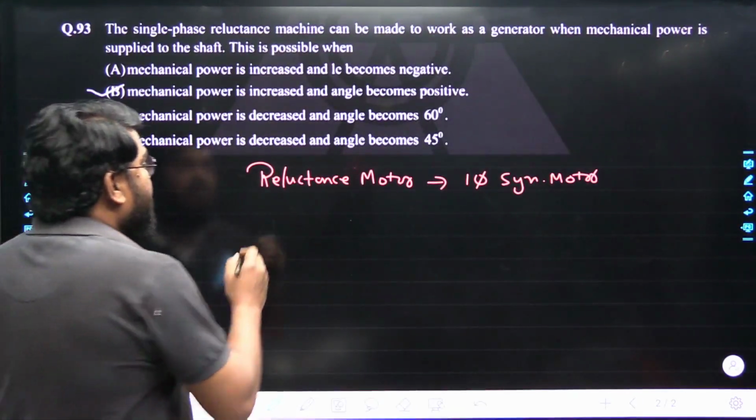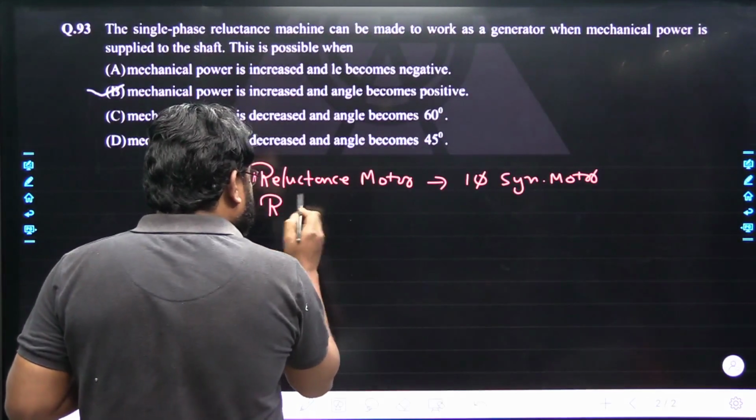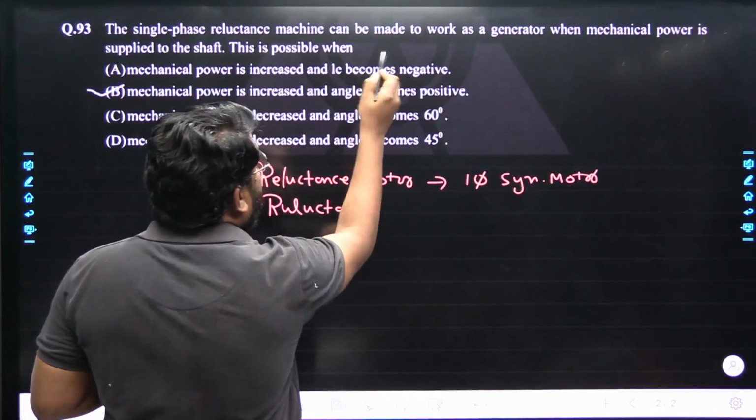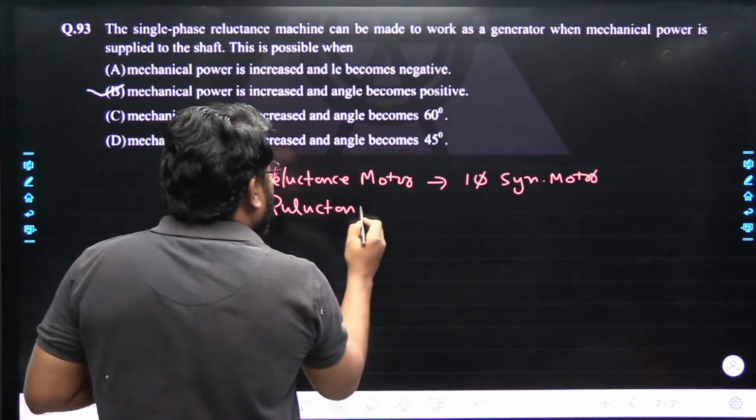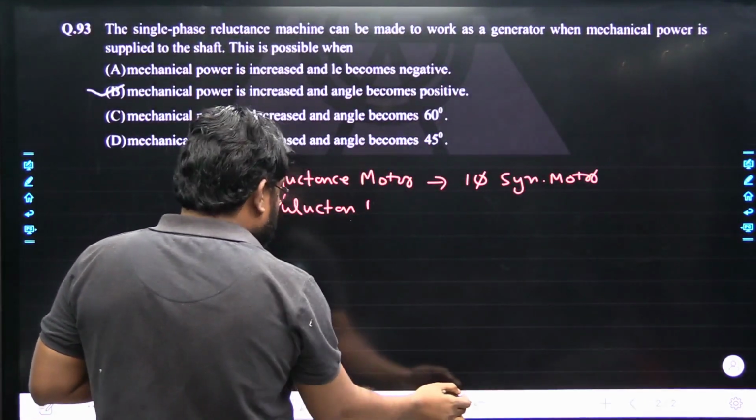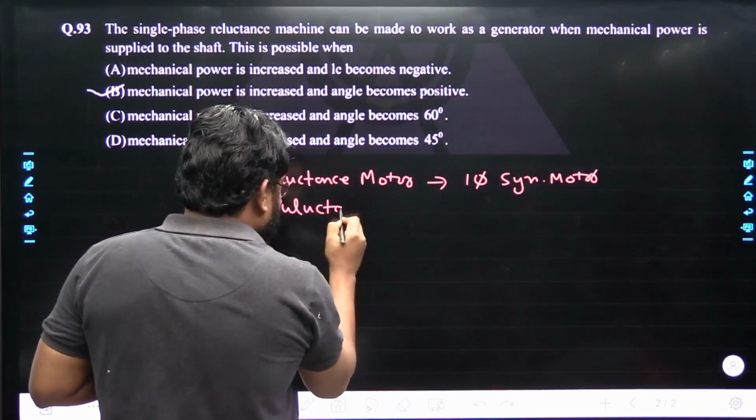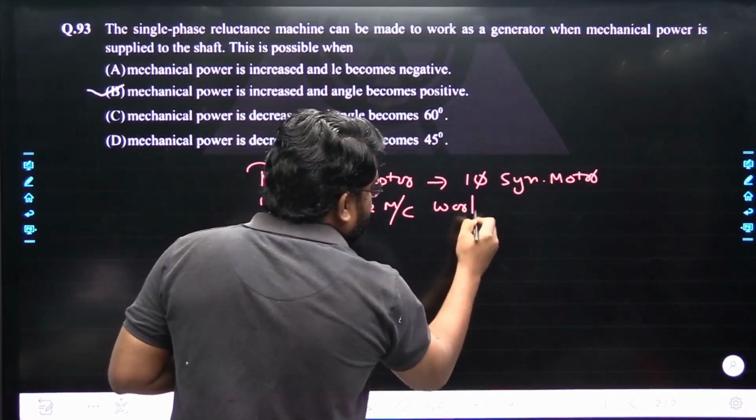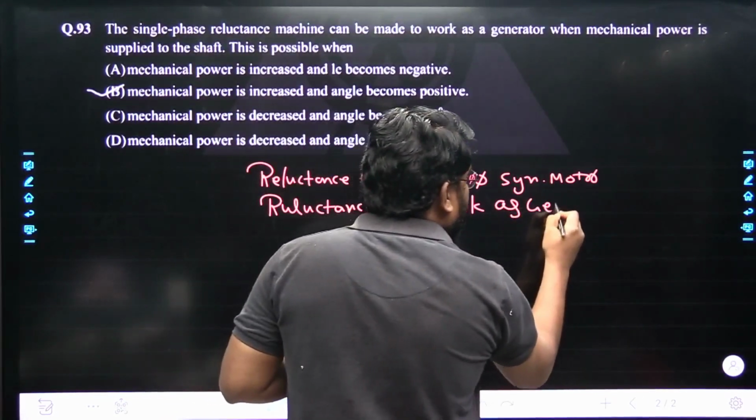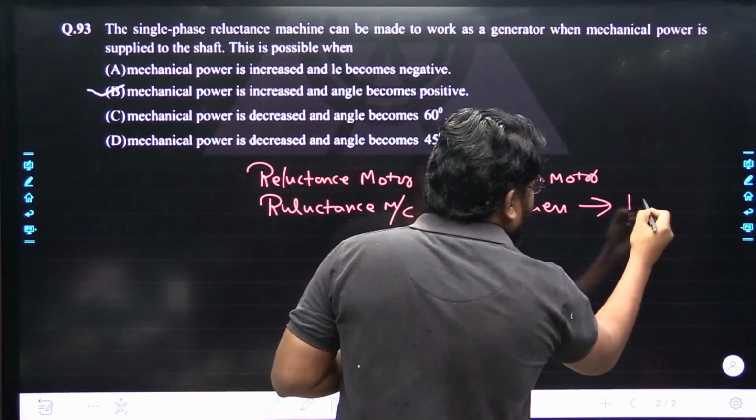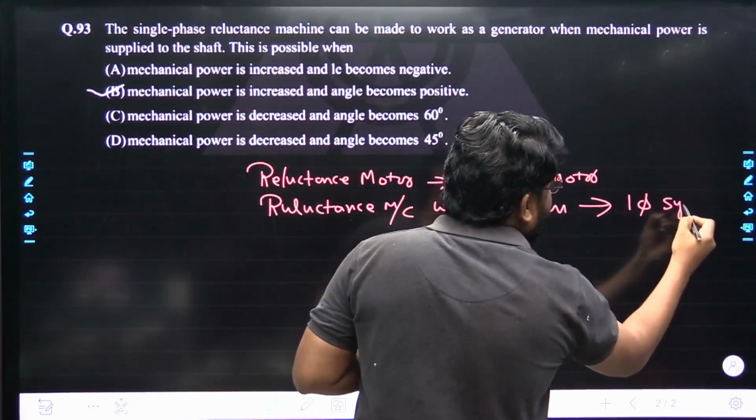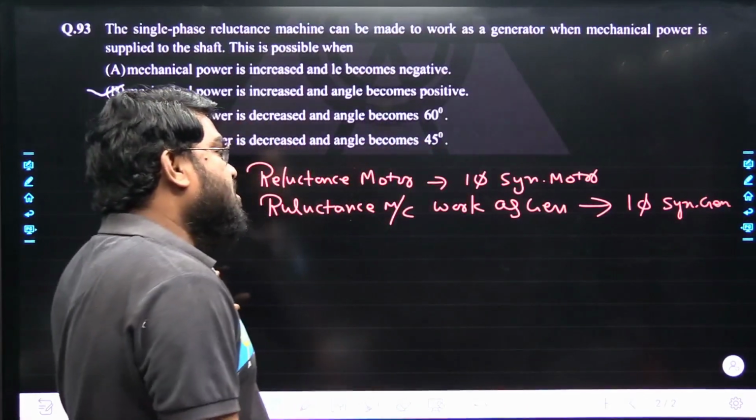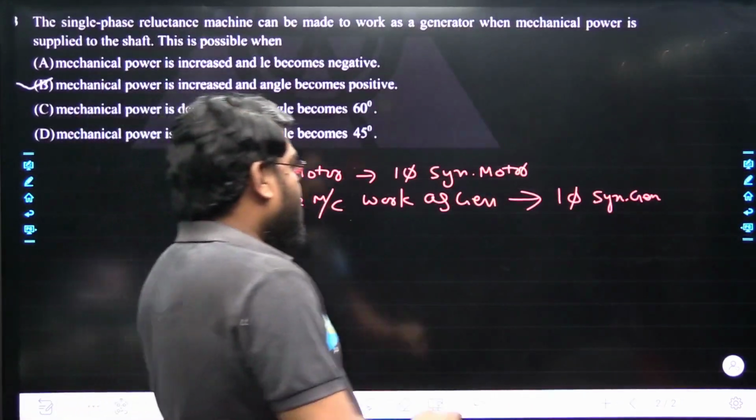Now in the generating mode, suppose the reluctance machine works as a generator. Which type of generator? That is the single phase synchronous generator. So in the single phase synchronous generator, what will happen?